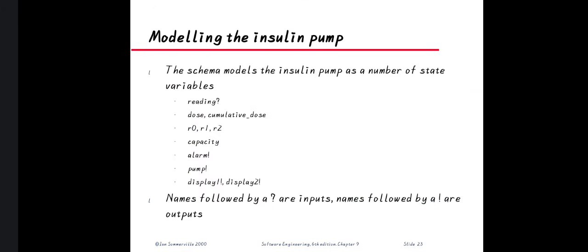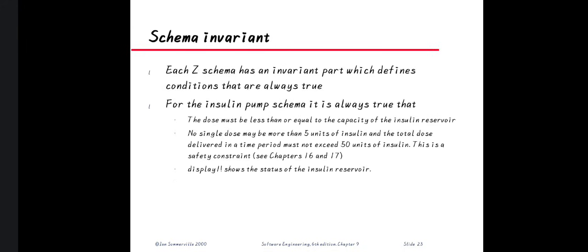Modeling the insulin pump. The schema models the insulin pump as a number of state variables: reading, cumulative dose, capacity, alarm, pump, display. Schema invariant. Each schema has an invariant part which defines conditions that are always true.